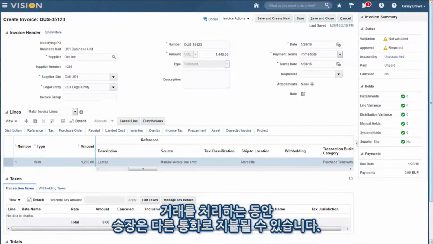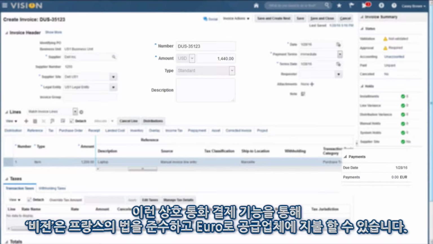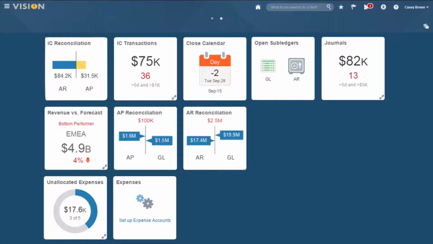During transactions processing, invoices can be paid in different currencies. These cross-currency payments allow Vision to comply with French rules and pay supplier invoices in euros.